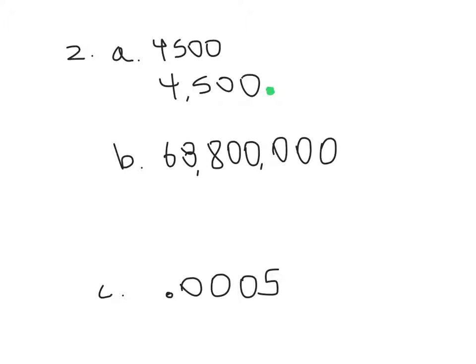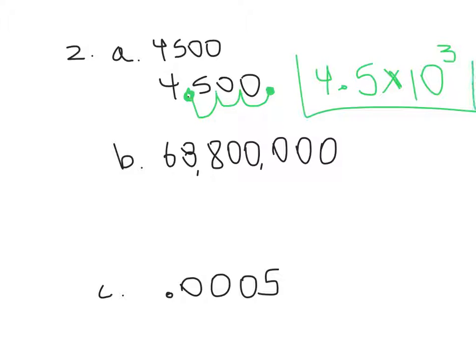So we'd go over 1, 2, 3 places and stop so that we have 4.5. That number is between 1 and 10, and we moved it over 1, 2, 3 places. So in scientific notation, it would be 4.5 times 10 to the third power, and that would be our scientific notation.